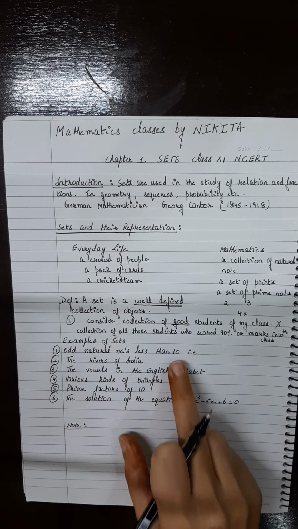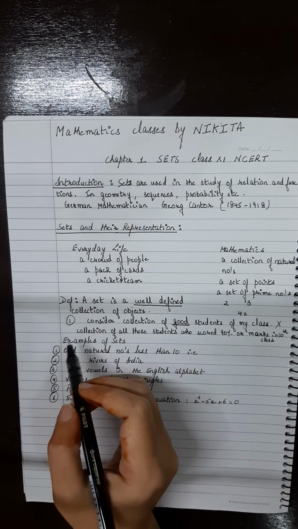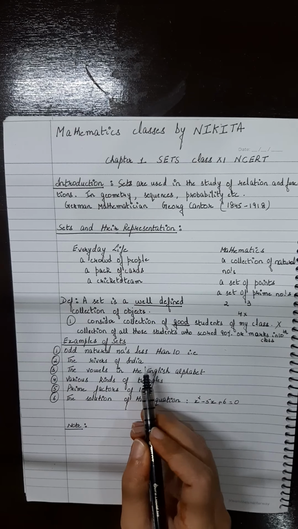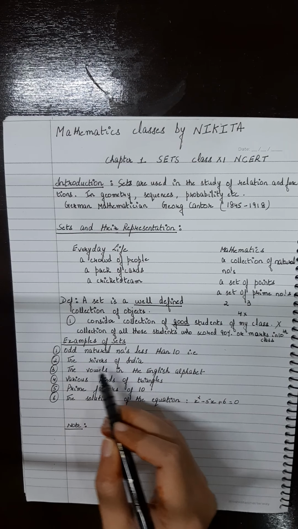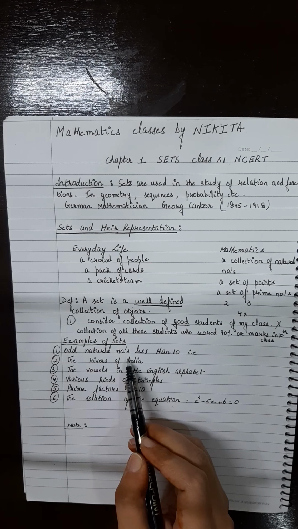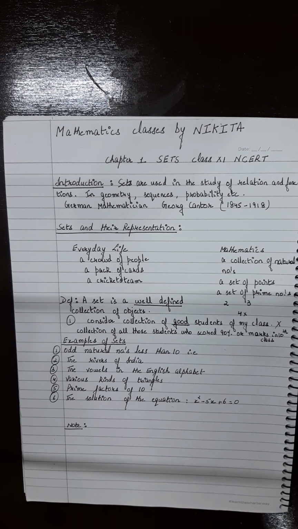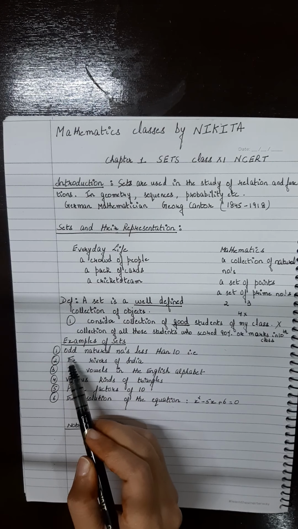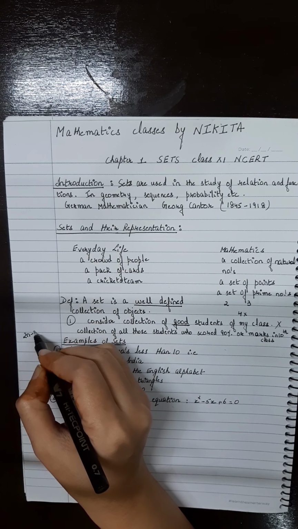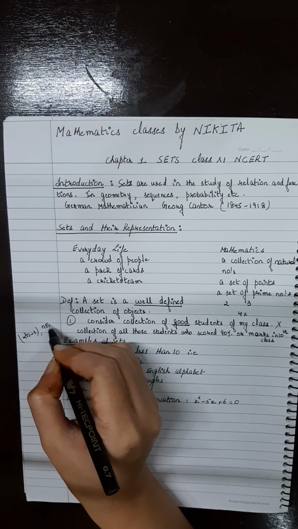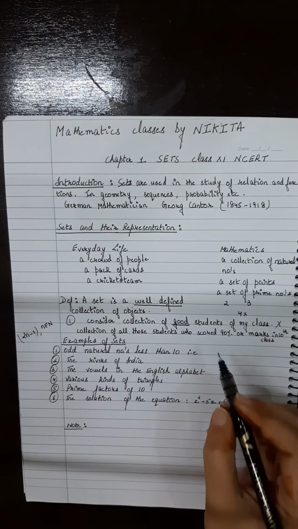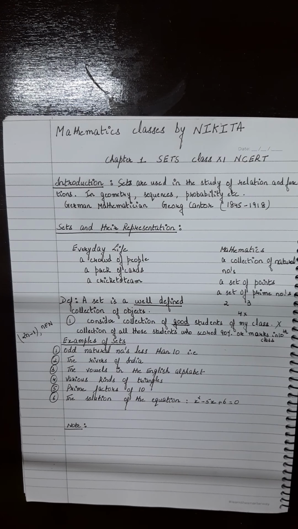Now let's see some more examples of sets which I have already written. The first example is odd natural numbers less than 10. Now this is a well-defined statement. You know what are natural numbers? 1, 2, 3, 4, 5, 6 and so on. And we have to just pick the odd ones which are less than 10. So odd means they are of the type 2n minus 1, where n belongs to the set of natural numbers. This small n is a natural number. So for example 1, 3, 5, 7.